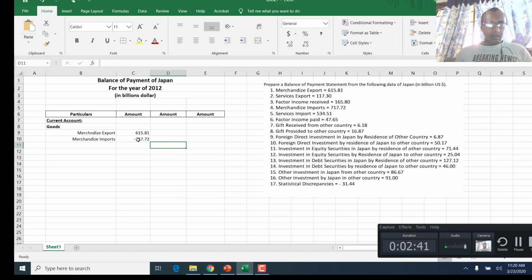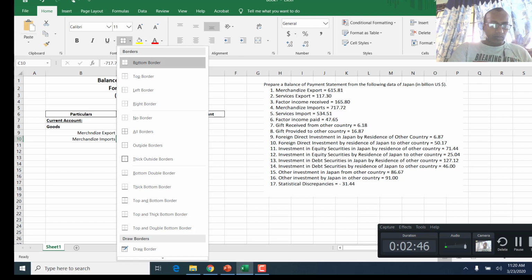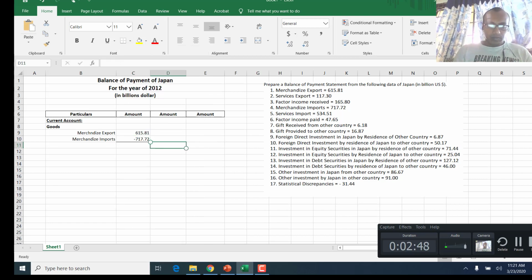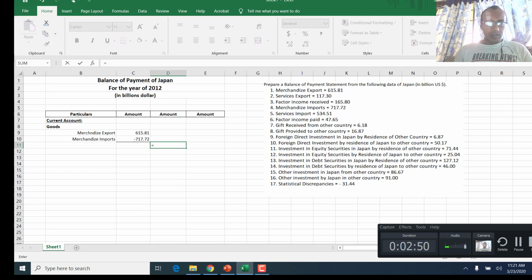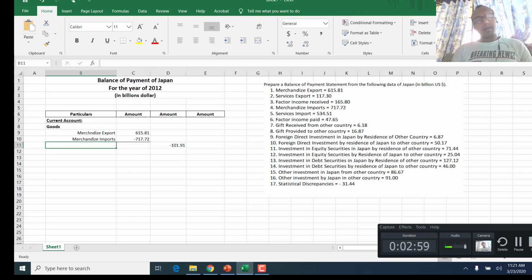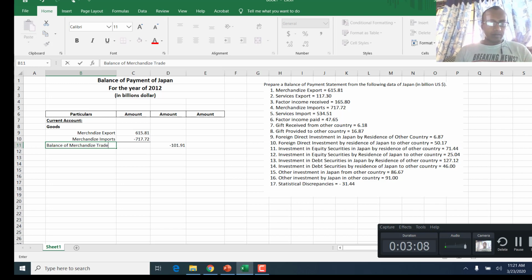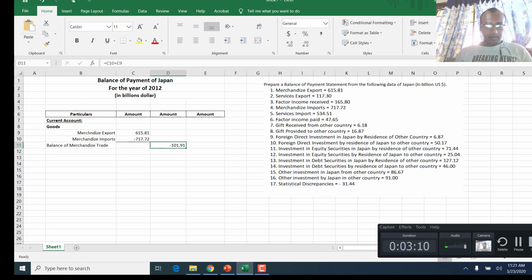Then I'm underlining this. The balance of these two should be here. The name of this balance is the balance of merchandise trade. Then the services.